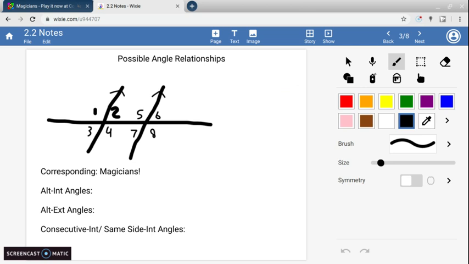So here are the different possible angle relationships. So the first one is corresponding.